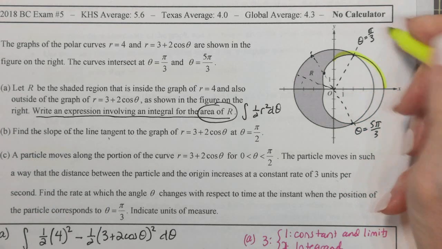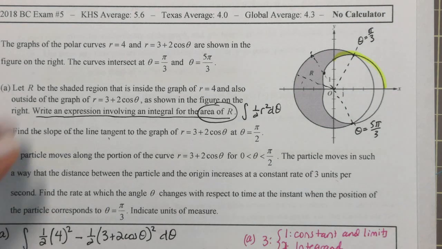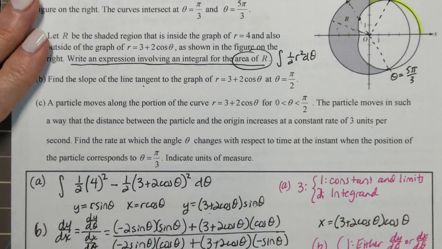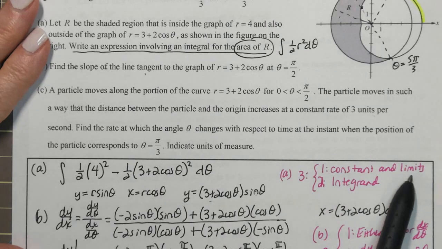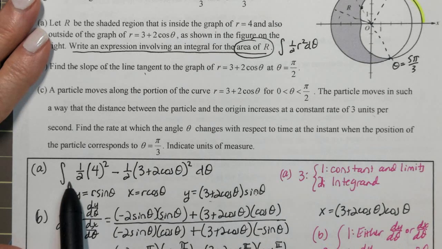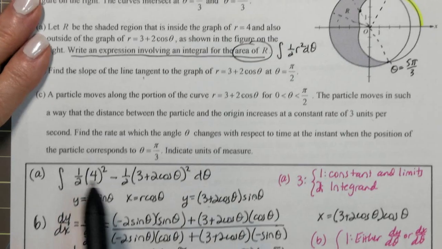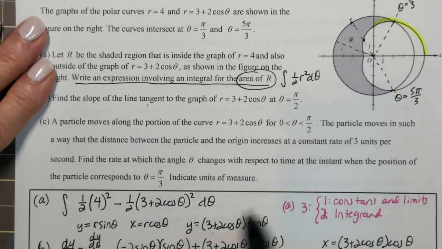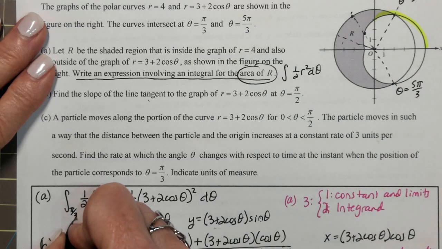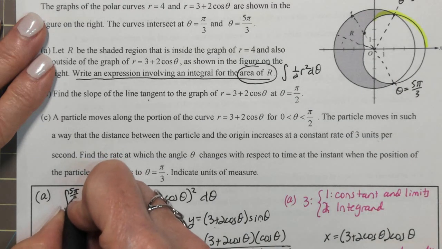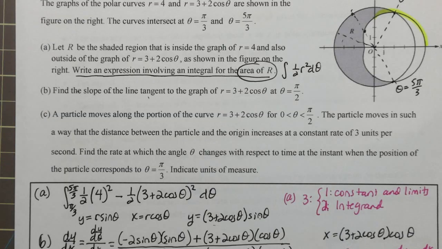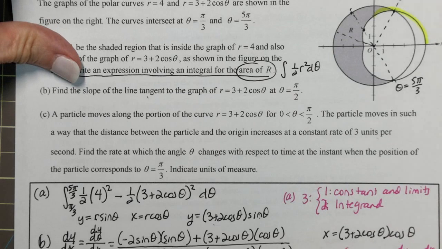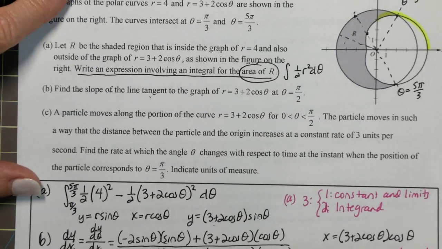I just realized something. As I was just doing that, for part A, I did not get full credit for that, did I? I never did include those limits. What would the limits of integration be here? Start at pi over 3 and go to 5 pi over 3. Now I've got full credit. Goodness. Glad I saw that before I turned in my test, yes?